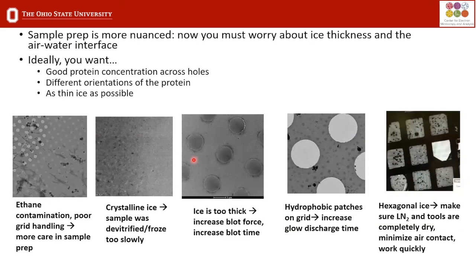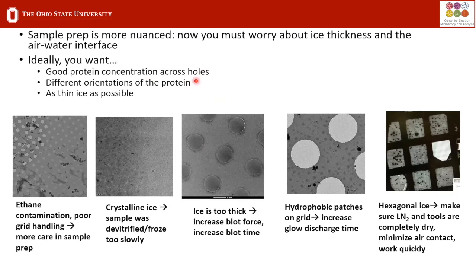So cryo-EM sample prep is a lot more nuanced than negative stain sample prep. For negative stain, it's pretty difficult to mess up. You just put your sample on the grid, blot it, rinse it, blot it, and add your stain. With cryo-EM, you have to worry about ice thickness and what's happening at the air-water interface with your protein. So again, ideally, you want nice, even protein distribution, different orientations, and as thin ice as you can get away with.